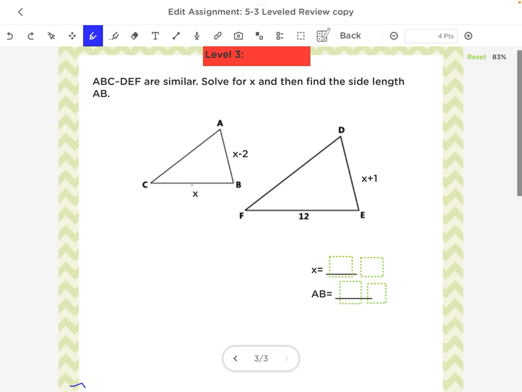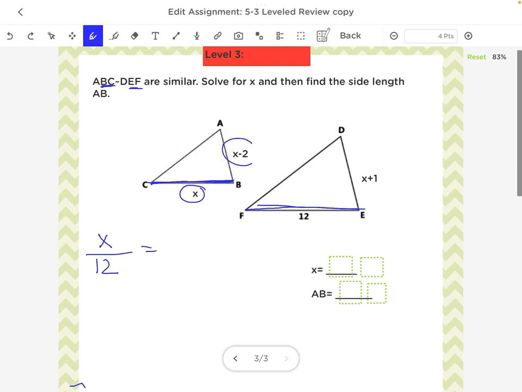So pick any side to start with that has an x. So I'm going to use this to start. So I need to figure out what side matches up to this side on the bigger triangle. Just be careful, use the letters to help you. So x was created with BC, which are the last two letters. So that should match up with EF, which is the 12.